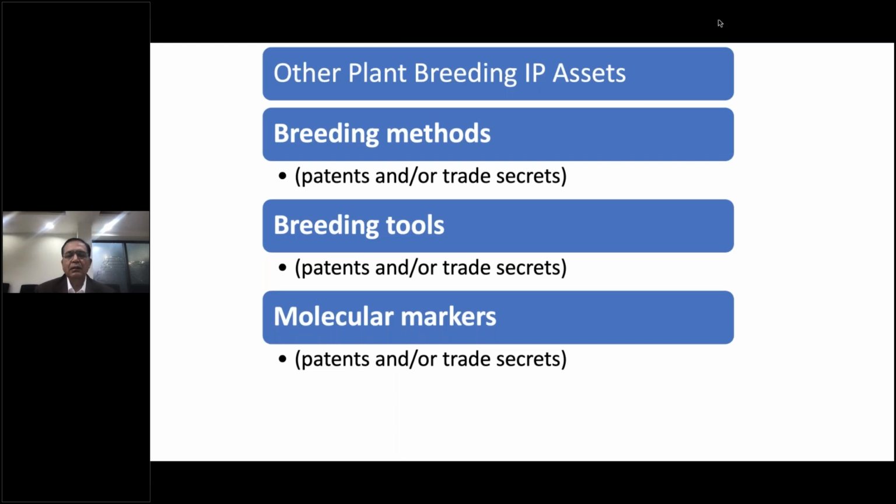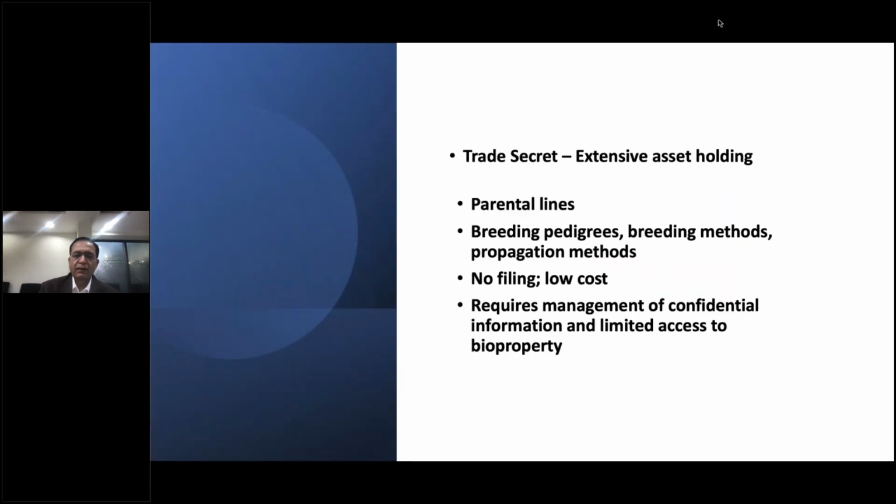There are other plant breeding IP assets, breeding methods, for example, molecular markers, which are excellent bioproperty for licensing. Then there are trade secrets, which we talked about. Trade secrets are numerous assets that today the plant research industry, especially the seed industry, has got, because you have myriads of accessions that come into your possession, your pipeline products, your validation products, your parental lines, and those are all clearly trade secrets. Protection is only by the property control that you ensure within yourself for the physical possession of the property itself.